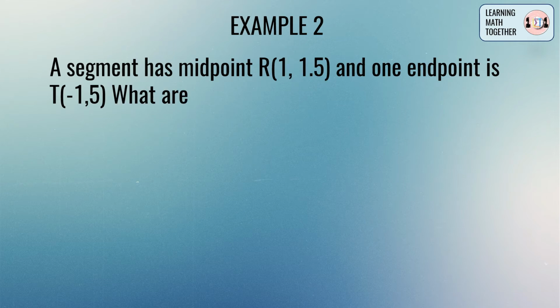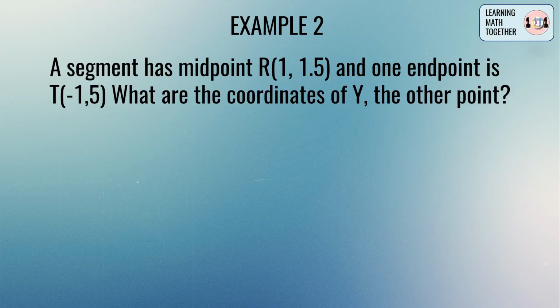Now let us discuss the last example. A segment has midpoint R with the coordinates 1 and 1.5, and one endpoint is T, wherein we have -1 and 5. Now the question is, what are the coordinates of Y, the other point? Take note that in this problem, the midpoint is given and one endpoint is also given. So we have to find the other endpoint.